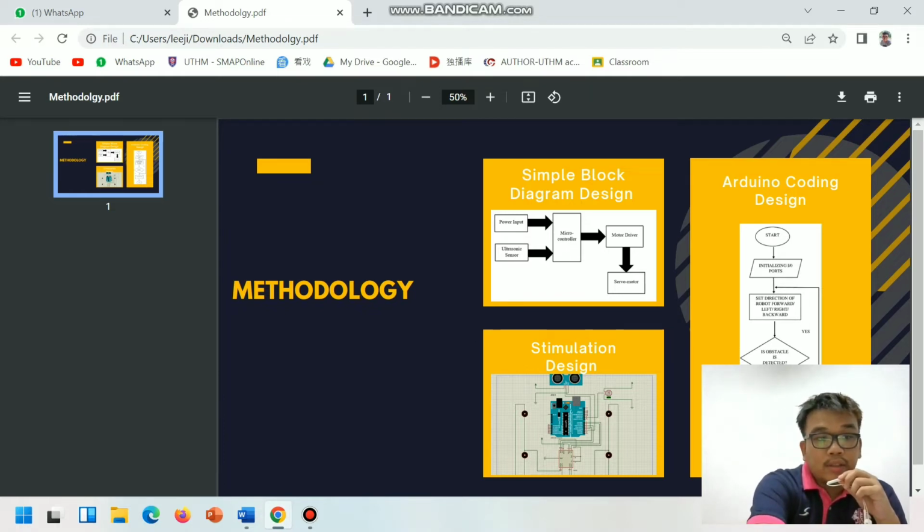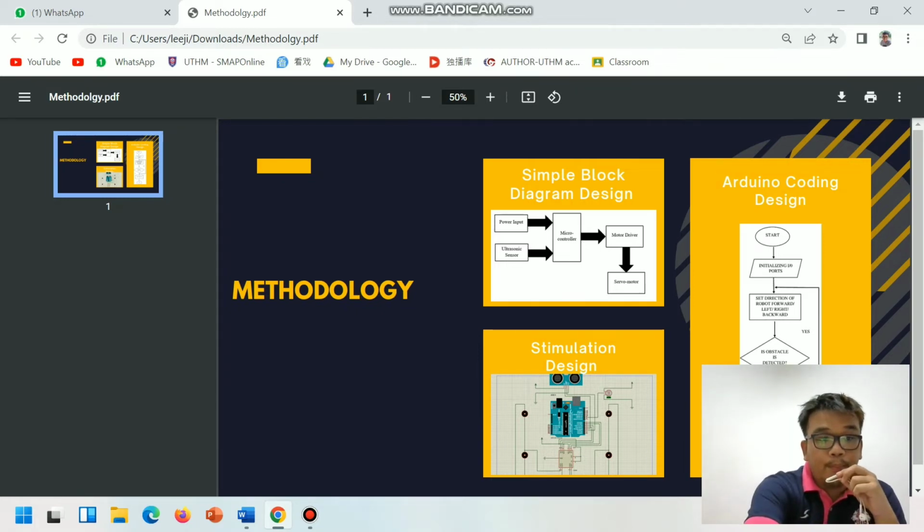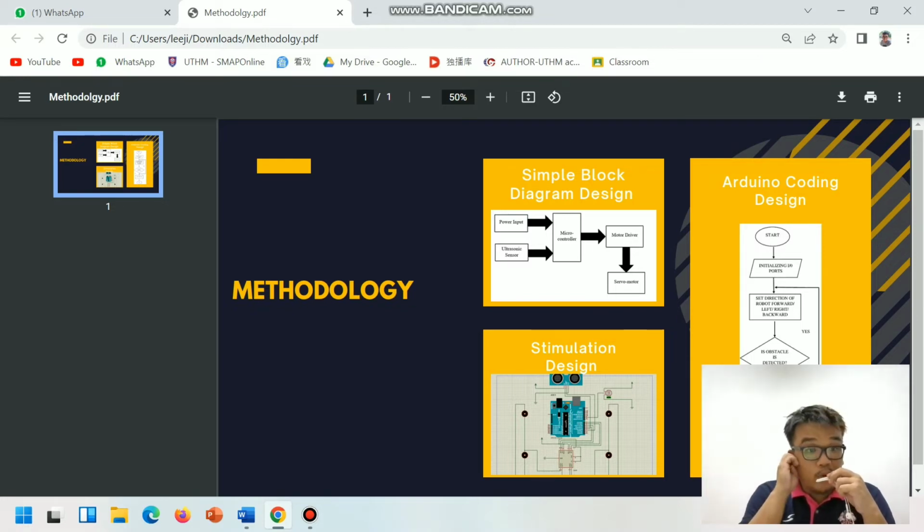And the next part is the Arduino coding design after the simple block diagram. We're planning to do the flowchart first before doing any coding. So the flowchart is used to visualize the calling sequence and the relationship between the functions. And the corresponding flowchart has been shown here, the Arduino coding design.